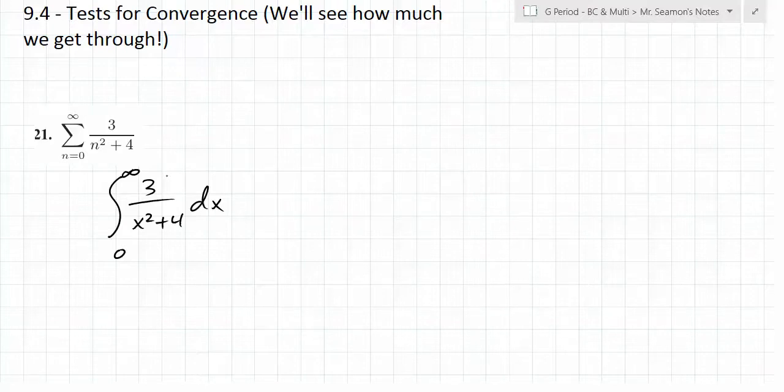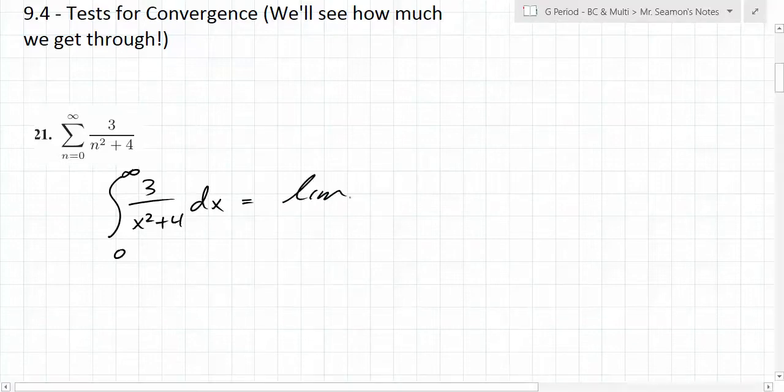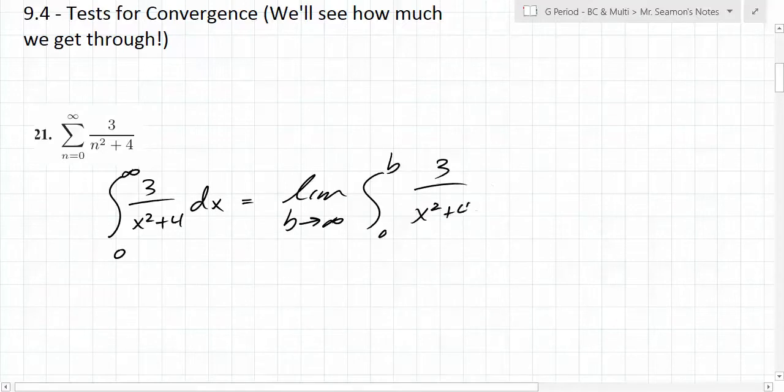You can't plug in infinity, right? It's not something you can plug in, so you have to turn it into a limit. We did one of these already. Do you remember what we did? So we said something like this: the limit as b goes to infinity, 0 to b, of 3 over x squared plus 4 dx. So your whole goal is to try to integrate this.